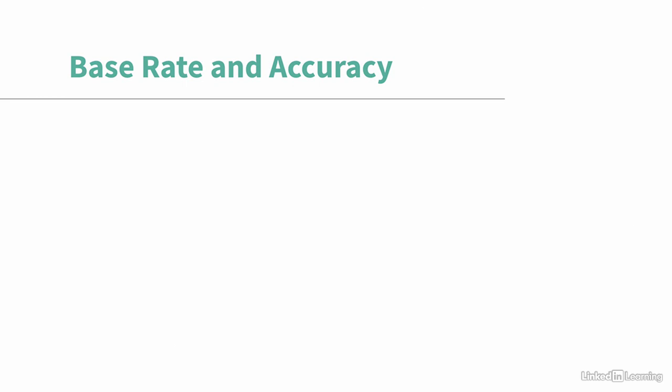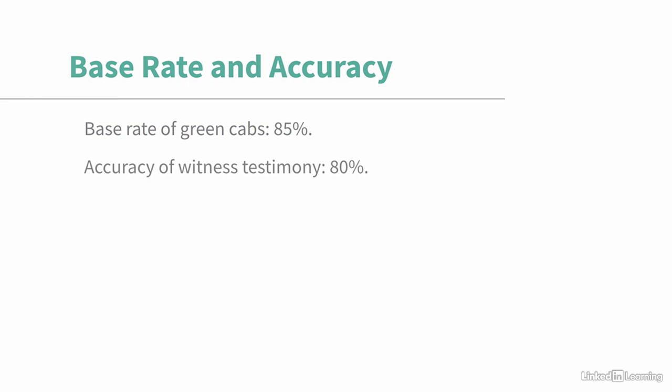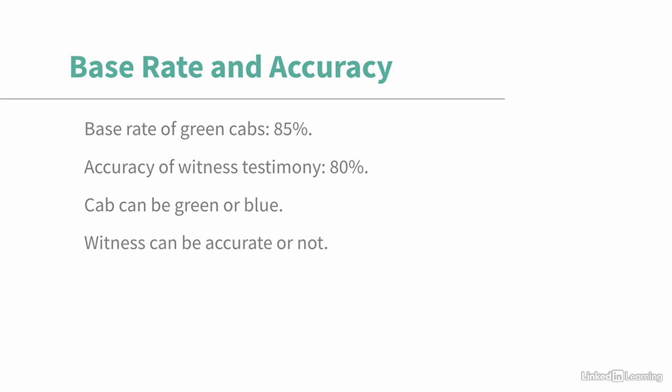So let's review what we know about our base rates and our accuracy. First, we know that the base rate of green cabs is 85%. That means that 15% of the cabs will be blue. Also, we know that witnesses are accurate as for color identification 80% of the time. And again, the cab can be green or blue. Also, the witness can be accurate or not.